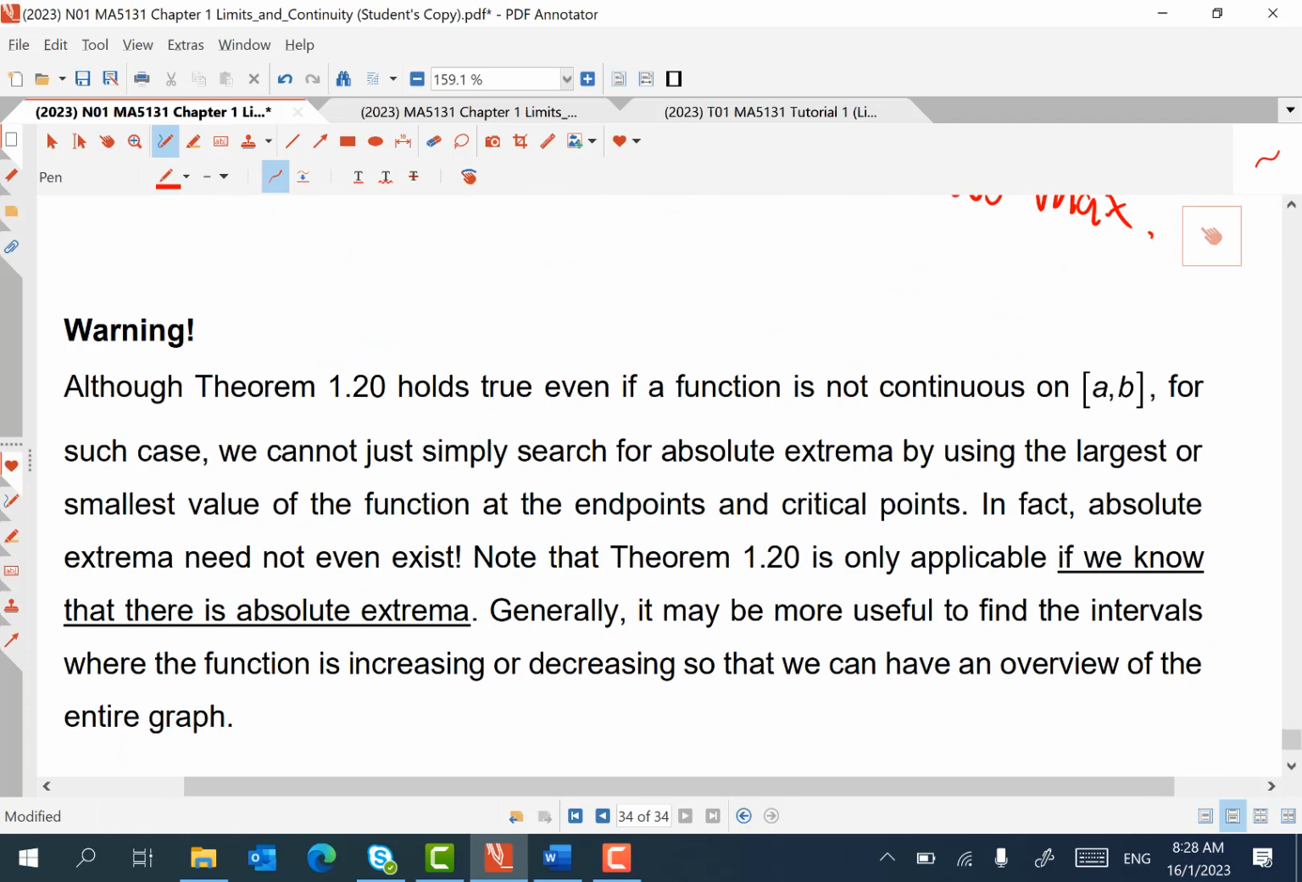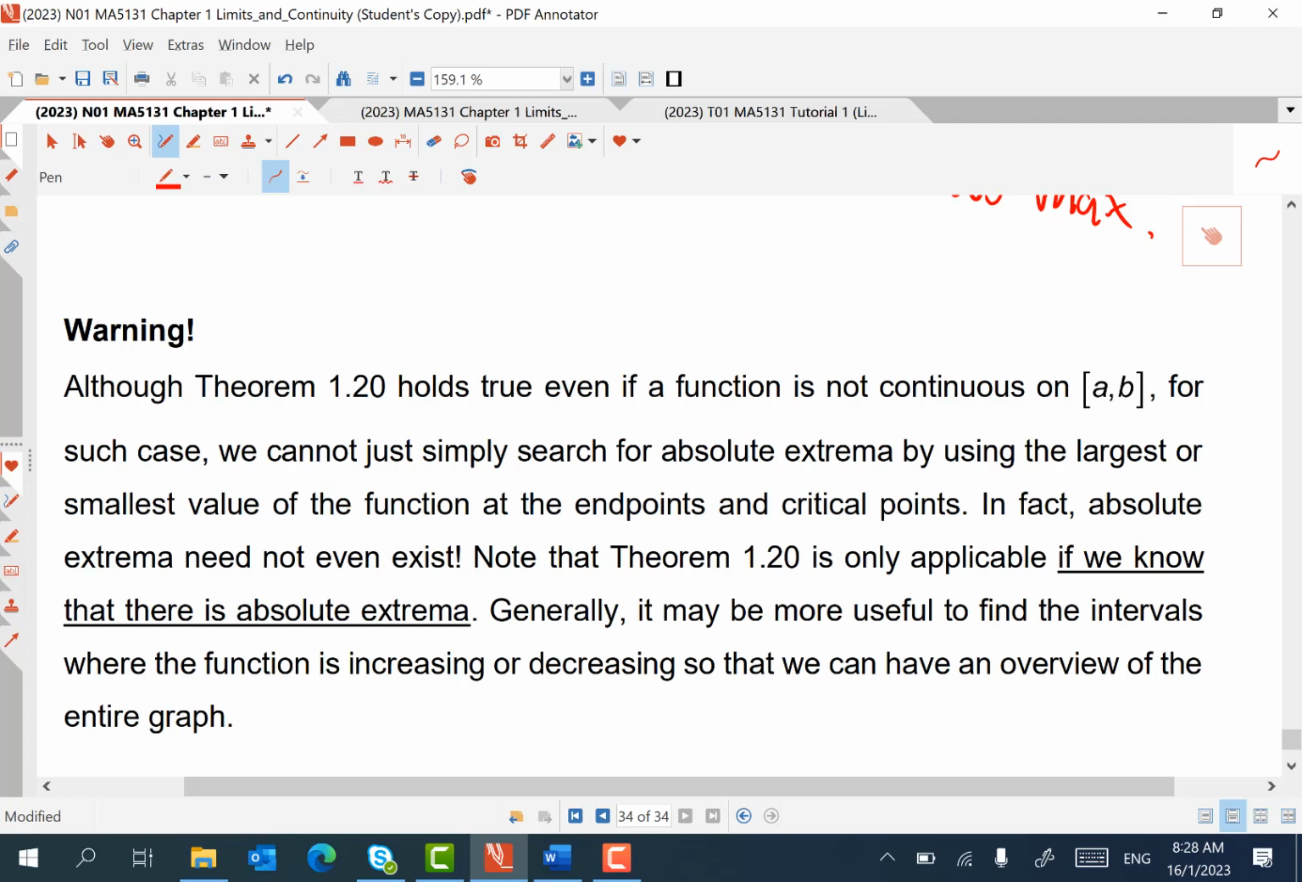Isn't the EVT like: if it has a closed interval, then you will have an absolute min and max, but it doesn't necessarily say that if it is not a closed interval, it doesn't have them? Right. So continuity on a closed interval is what kind of condition? It is a sufficient condition, not a necessary condition. The converse is not true. Continuity on a closed interval in the EVT is a sufficient condition, not necessary.